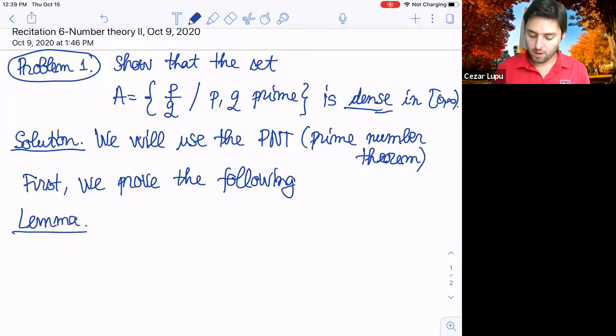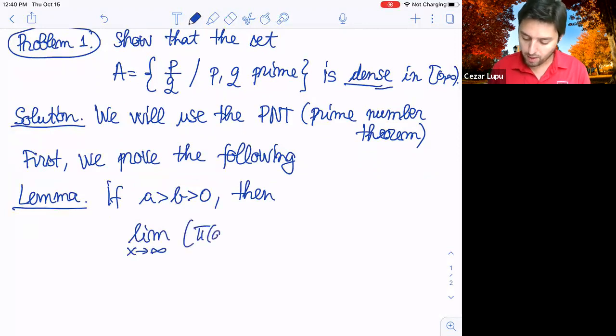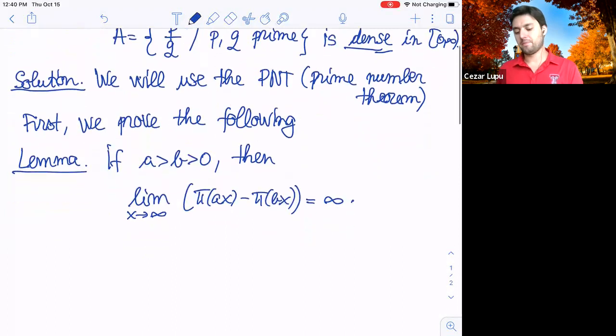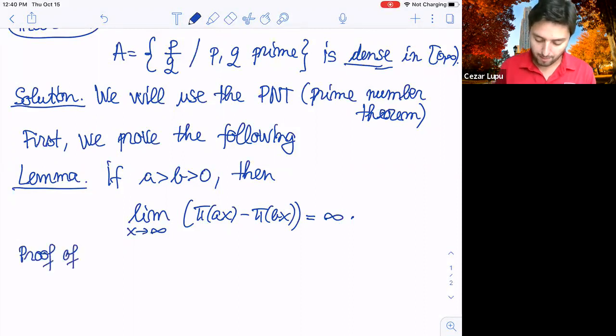The lemma says the following: if I have two numbers, let's say A greater than B greater than 0, then the limit, as x approaches infinity, of pi of AX minus pi of BX is actually infinity. So that's the lemma. Well, as you can imagine, when we have problems like this, the first thing that comes into our mind is to use the prime number theorem. So let's see the proof of the lemma, and the problem will follow easily from the lemma.